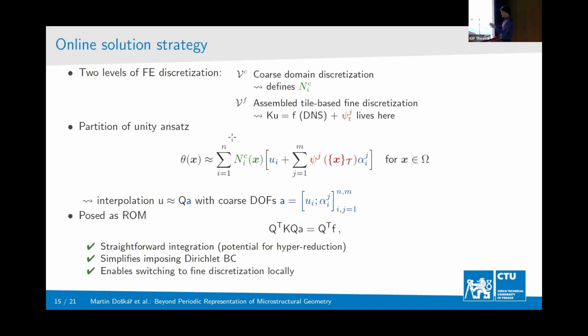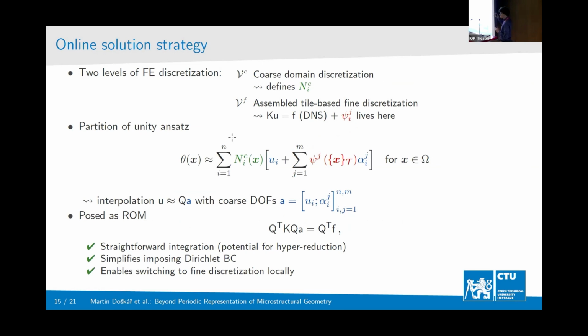And this is offline. So you are solving this only once. You have your system, you have your distribution of material within your tile, and that's all you have. And from that, you pre-compute the fluctuations, you store those fluctuations, and then use them for any simulations of large domains, whatever you do. So that's the online solution strategy, that you have two levels of finite element discretization, the coarse one that is there to capture the homogeneous part, and then some assembled fine discretization. I will show you the pictures later.